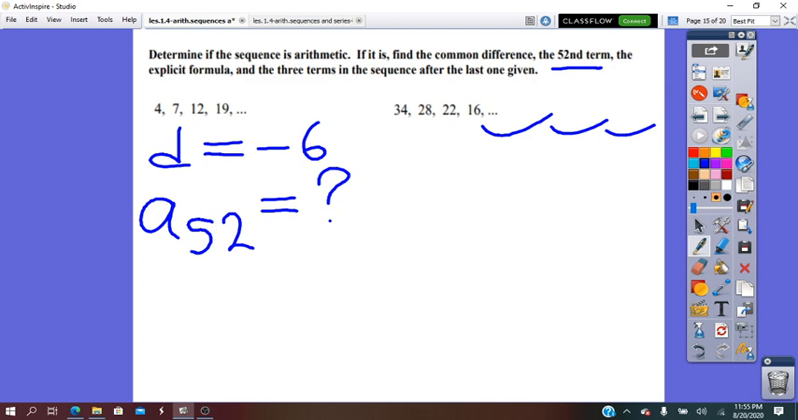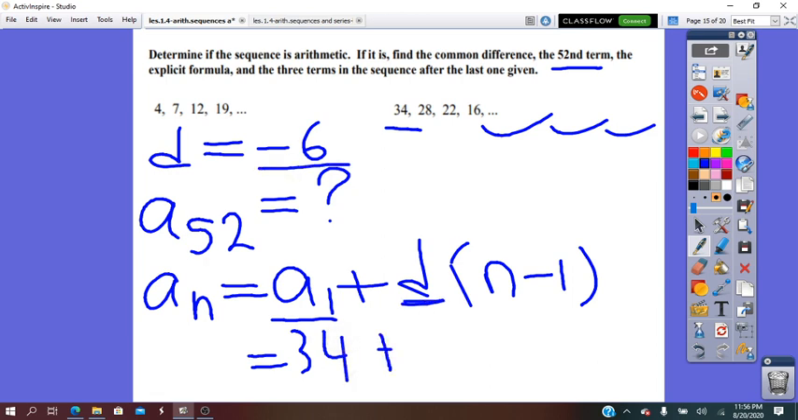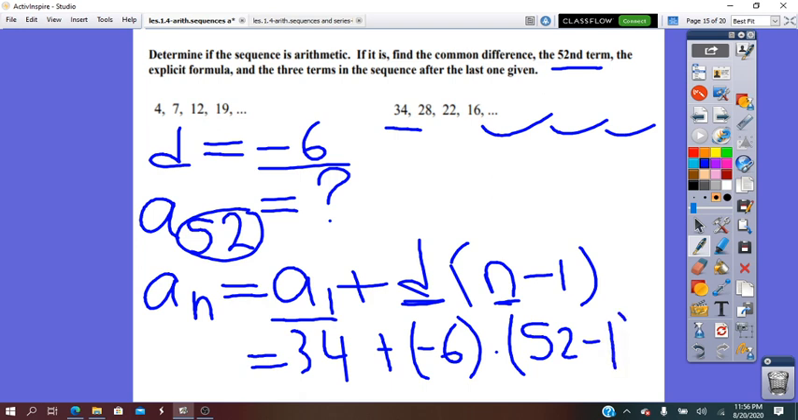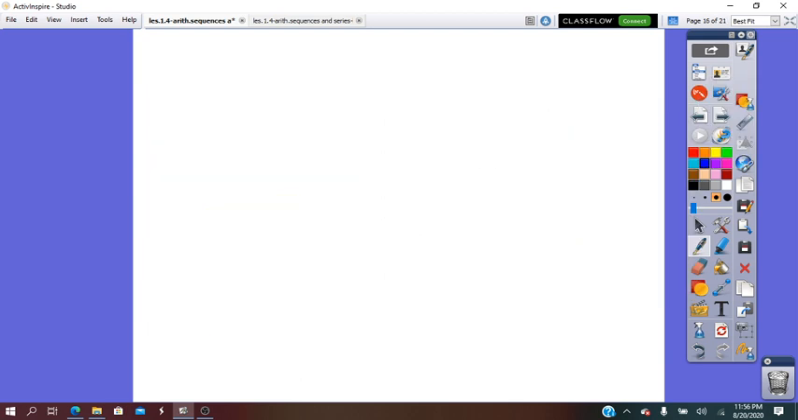In this case, we are going to use the explicit rule, the explicit formula, which is An equals A1 plus the common difference times N minus 1. And we will substitute A1, the first term, which is 34, plus the common difference, negative 6, times the N in our case, 52, minus 1, and we will simplify it.